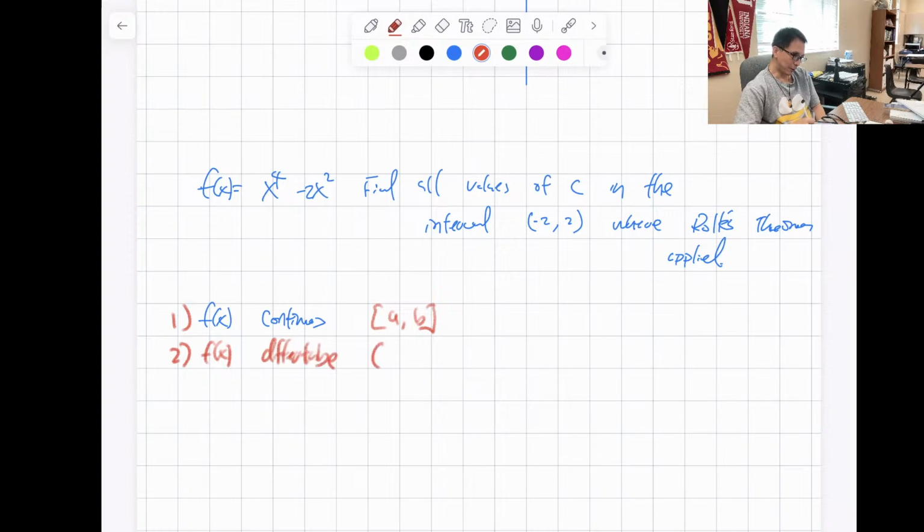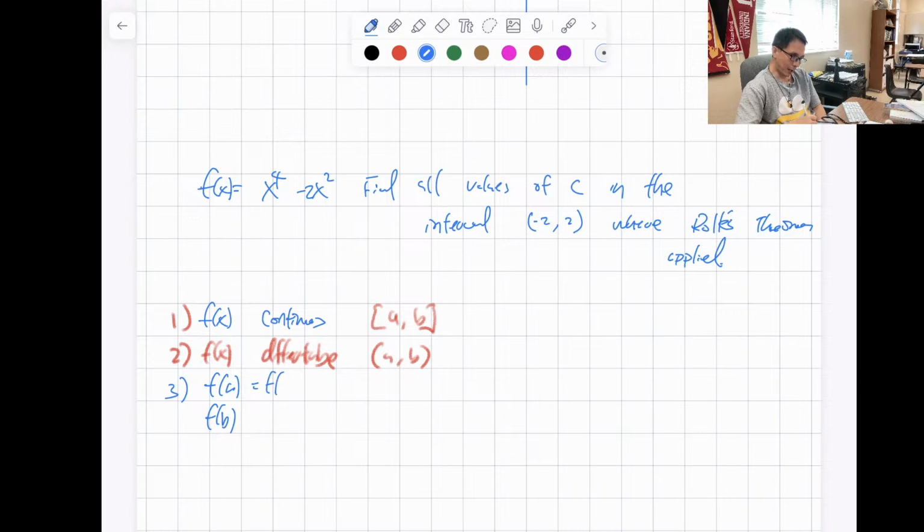Well, is it differentiable between a and b? Yeah, if you take a derivative, it's 4x cubed minus 4x. It's still a polynomial, there's no denominator that can equal 0. So therefore, it is differentiable. Third, what is the third condition? f of a and f of b.